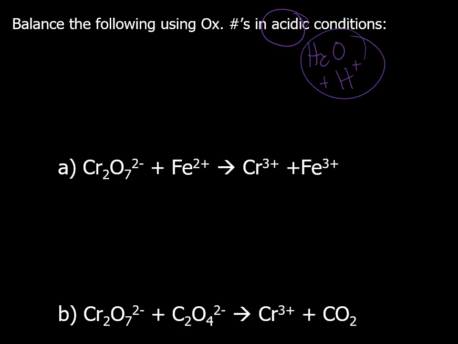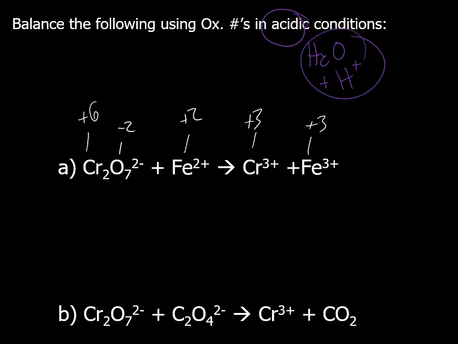First thing we want to do is look at the oxidation numbers. If we look at oxygen here, we know it's going to be -2, and there are 7 of them, so that's -14. We know the sum is going to be -2, so essentially the chromium has to come up with a +12 between the 2 of them, so each one must have an oxidation number of +6. Iron is an ion, so its oxidation number is its charge. That makes the right-hand side easy because chromium is going to be +3 and iron is going to be +3.